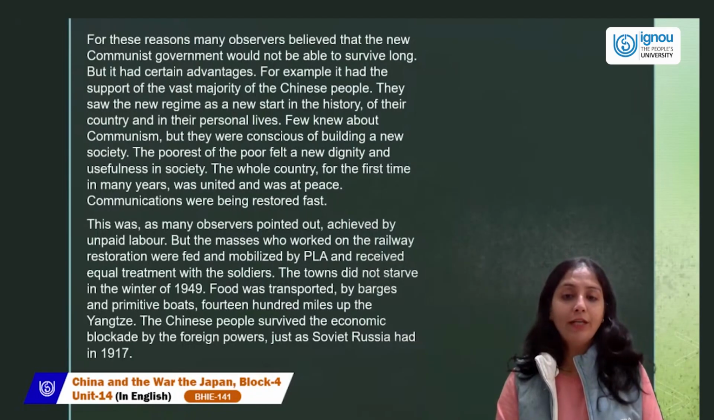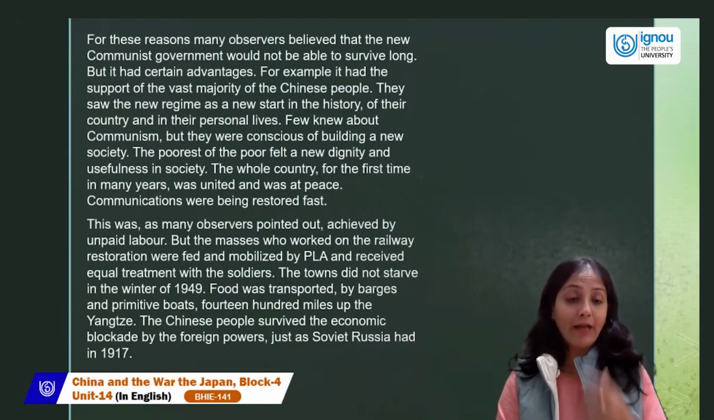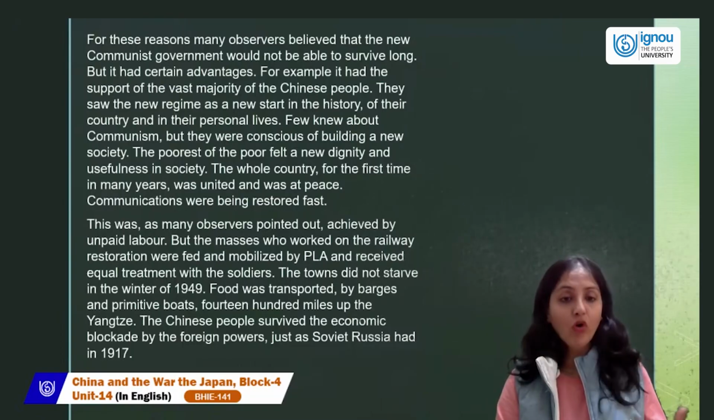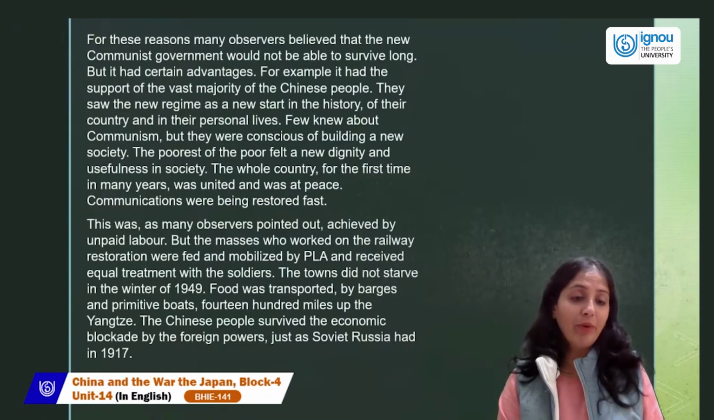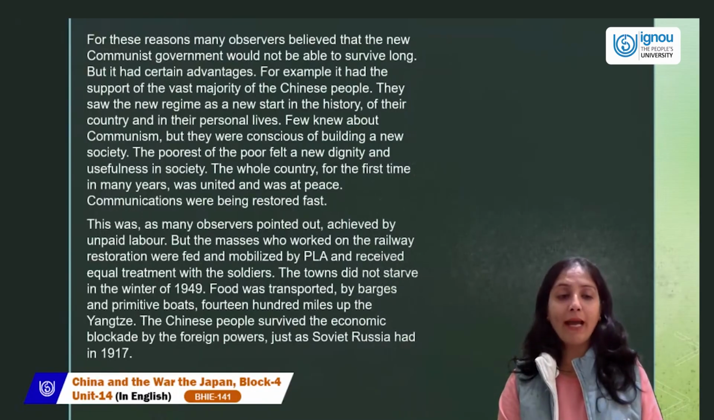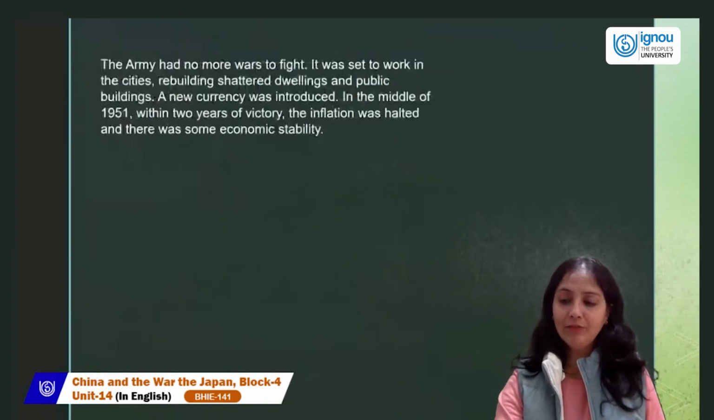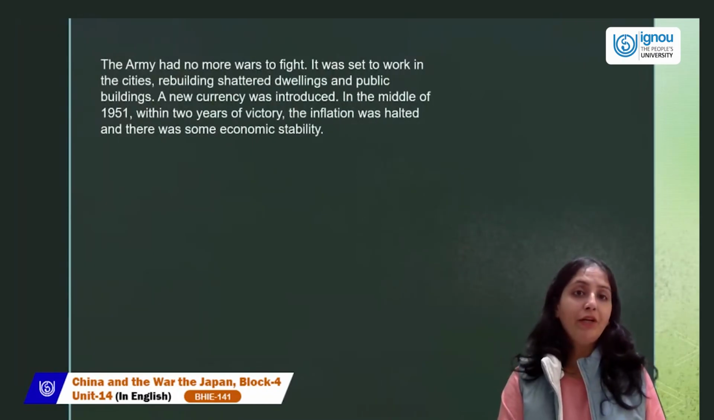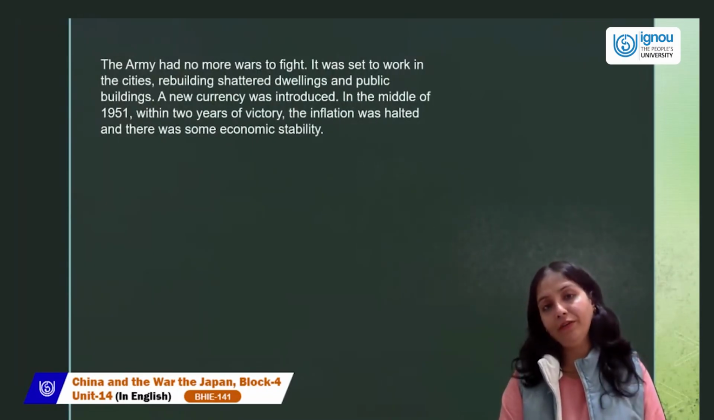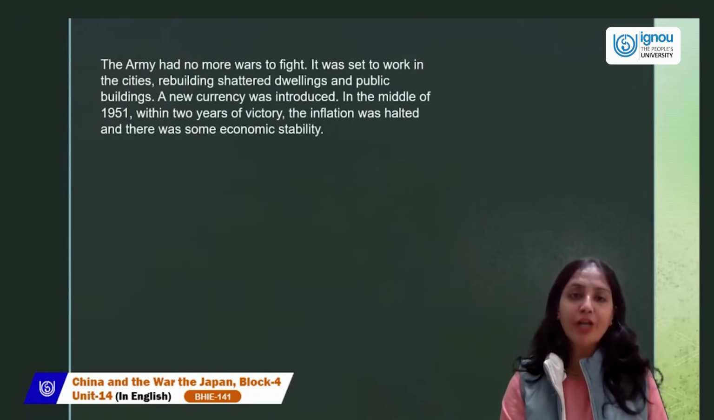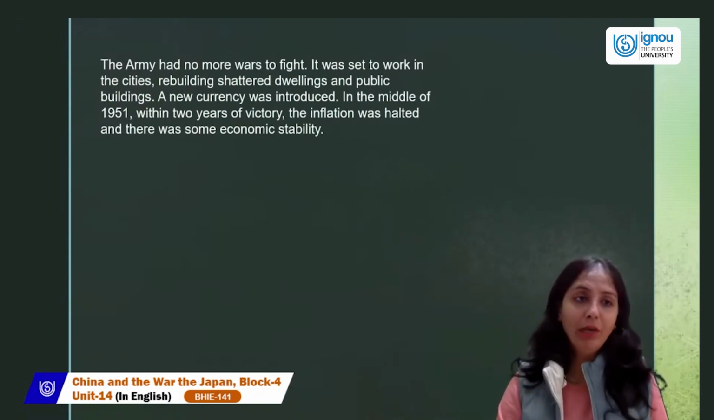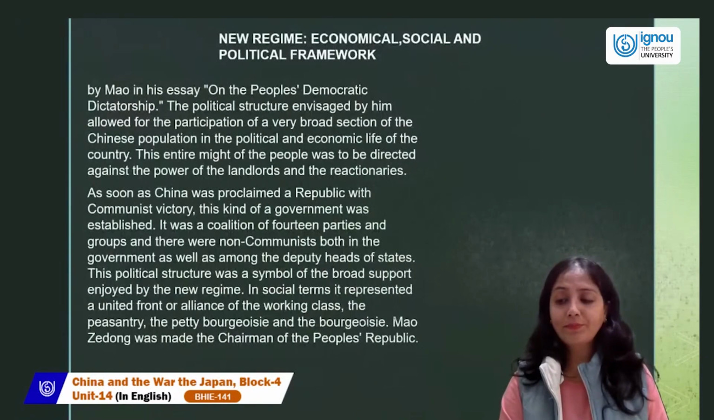The towns did not starve in the winter of 1949. Food was transported by barges and primitive boats 1400 miles up the Yangtze. The army had no more war to fight. It was set to work in the cities, rebuilding shattered dwellings, public buildings, and so on.